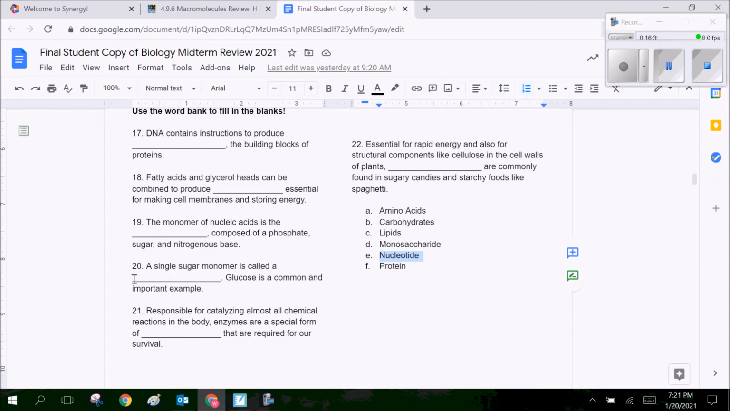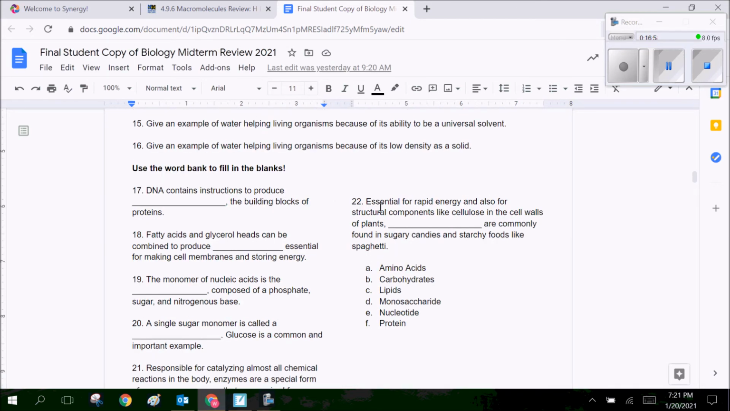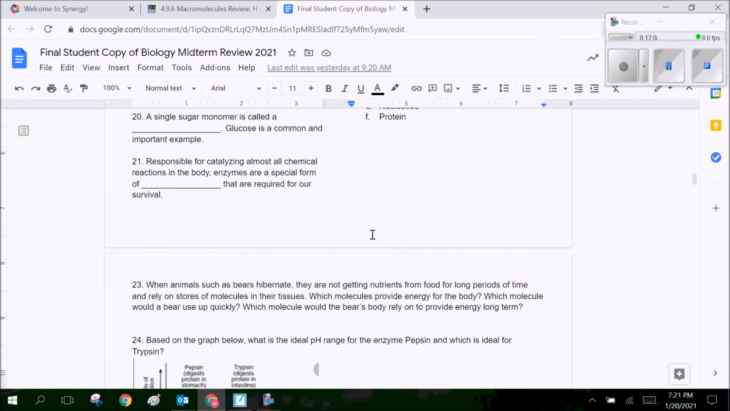A single sugar monomer is called a monosaccharide. Mono means one, saccharide is sugar, saccharine, sugar, monosaccharide. Let's see. Responsible for catalyzing almost all chemical reactions in the body. Enzymes are a special form of protein that are required for our survival, and then essential for rapid energy and also for structural components like cellulose in the cell walls of plants. Carbohydrates are commonly found in sugary candies and starchy food like spaghetti.